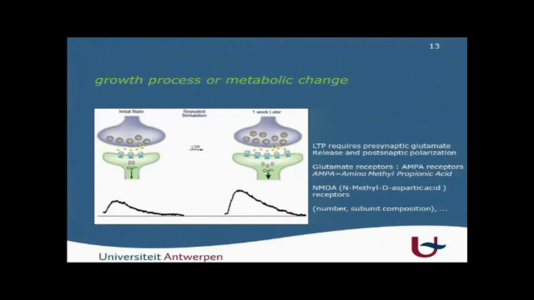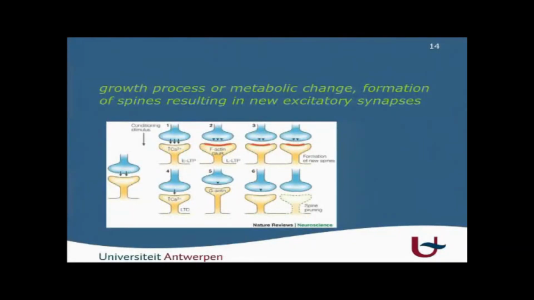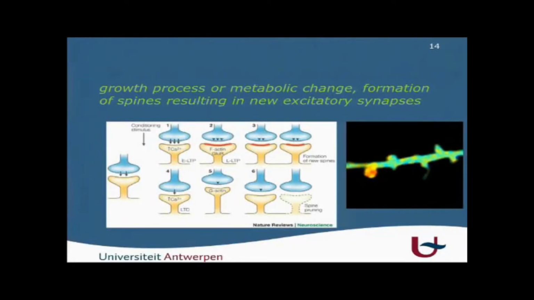or the amount of receptors, NMDA receptors or AMPA receptors, you can see on the picture. Okay. So these are metabolic changes which occur after long-term potentiation. And typically, what is known is that there is spine formation, resulting in new excitatory synapses. So what you see here is a synapse and a postsynapse, and you see metabolic changes, which deal with increasing amount of receptors, like glutamate receptors, other compounds.